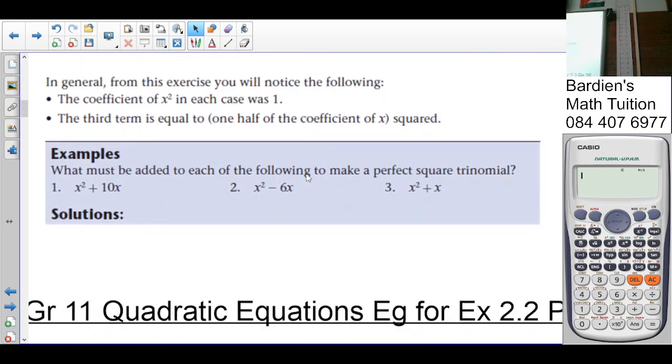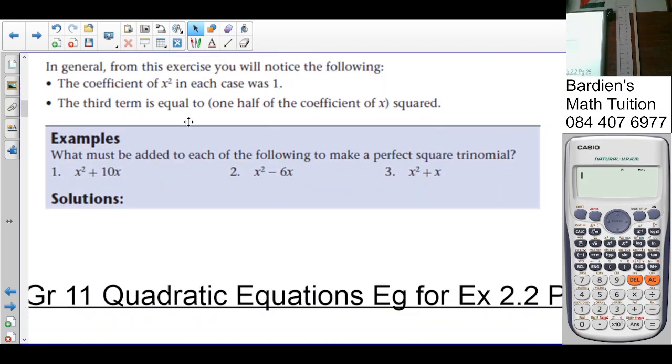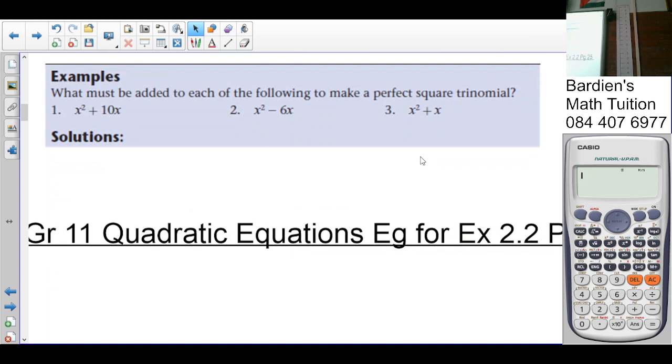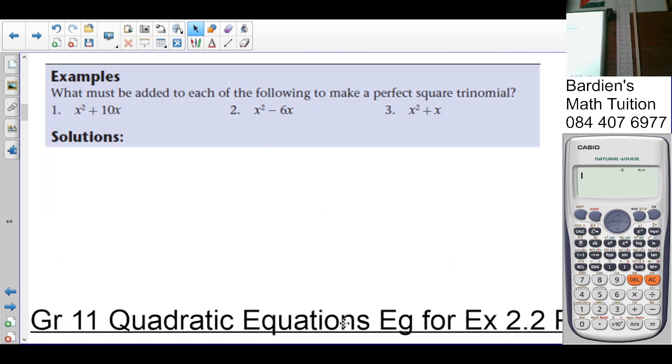So looking at this here, the coefficient of x squared is 1, and the third term is equal to half the coefficient of x, which is this in general. Okay, so now we're looking at the example here. It says, what must be added to each of the following to make a perfect square trinomial? So if you're looking at this here, it's going to be x squared. Is the coefficient 1? Yes. So this is going to be x squared plus 10x plus, and what must be added?